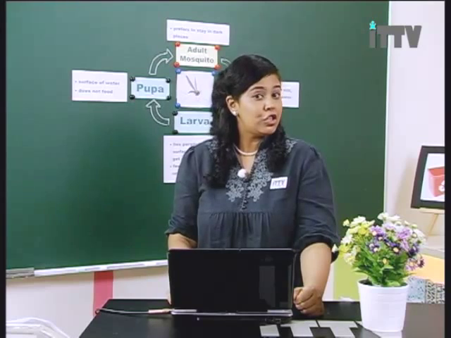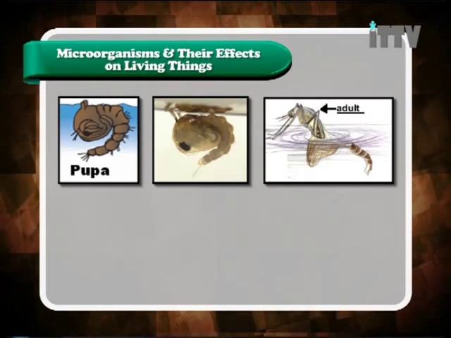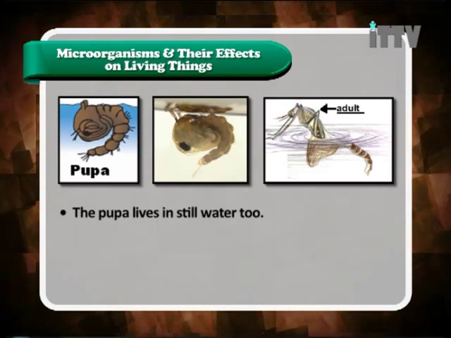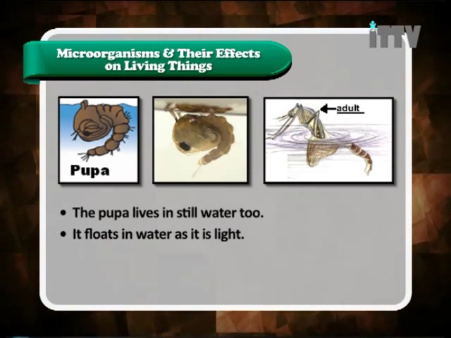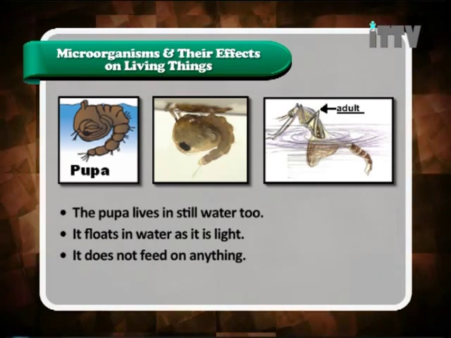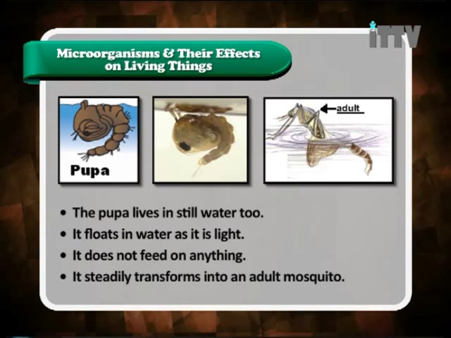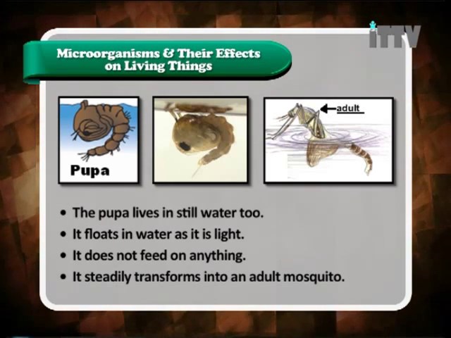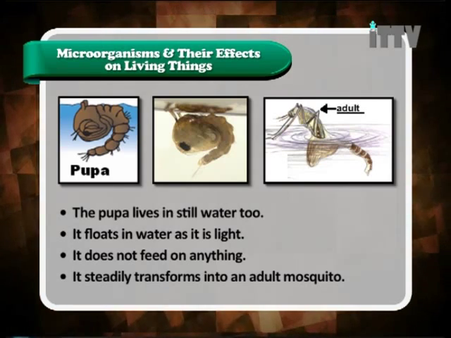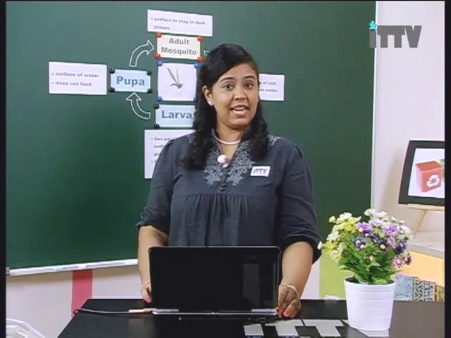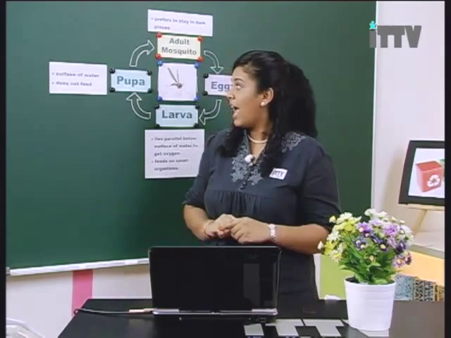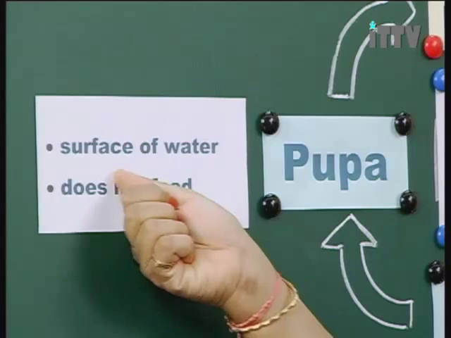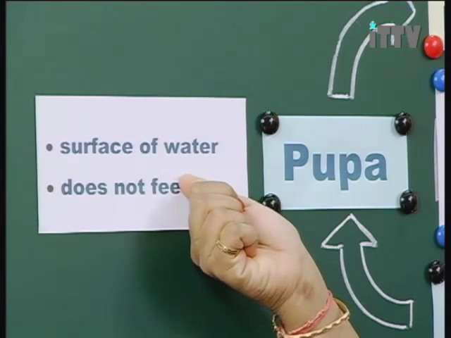So we move on to pupa. The pupa lives in still water too. It floats in water as it is light. It does not feed on anything. It steadily transforms into an adult mosquito. So what we understand about pupa is it lives inside the water, it does not feed, and it is on the surface of the water because it is light.